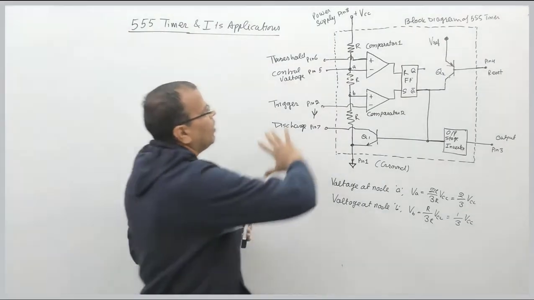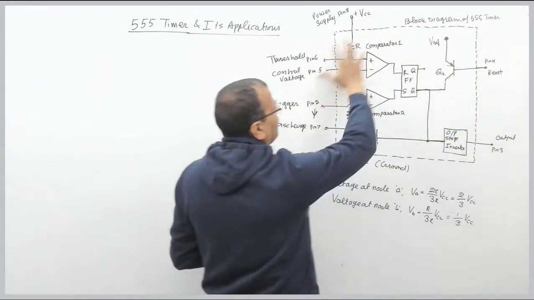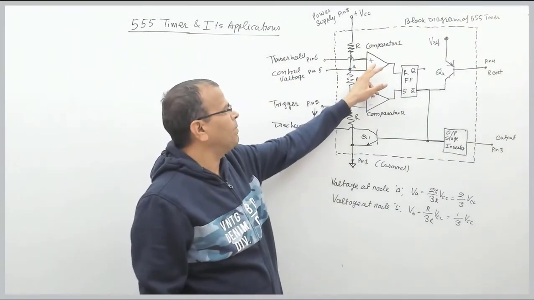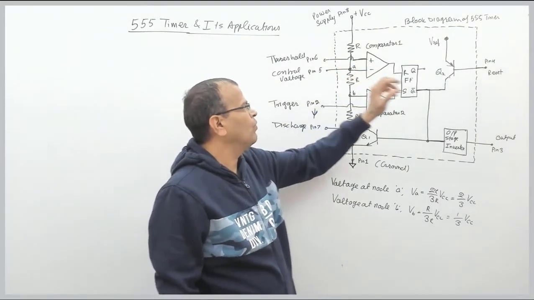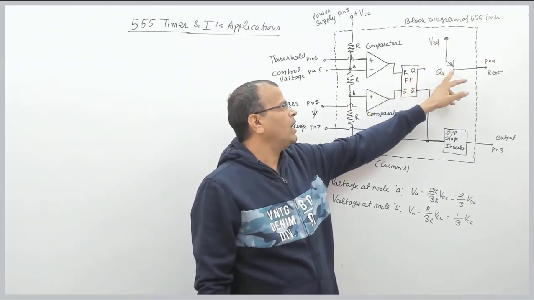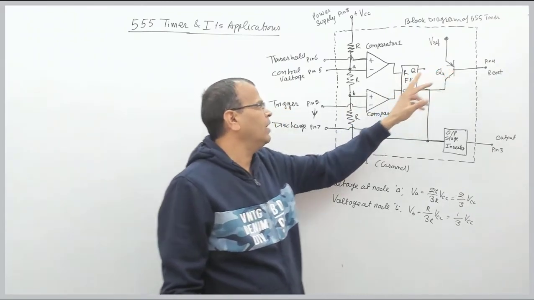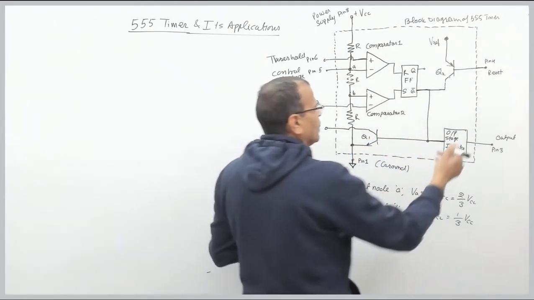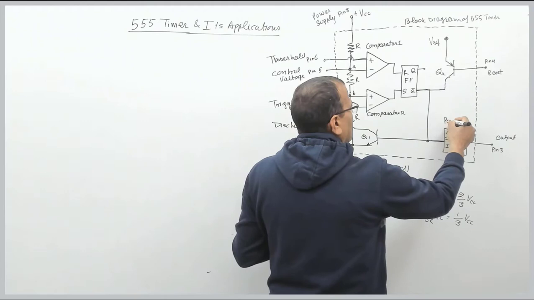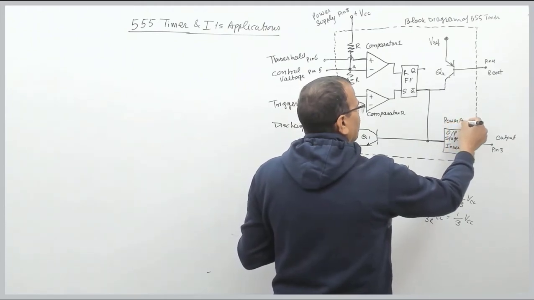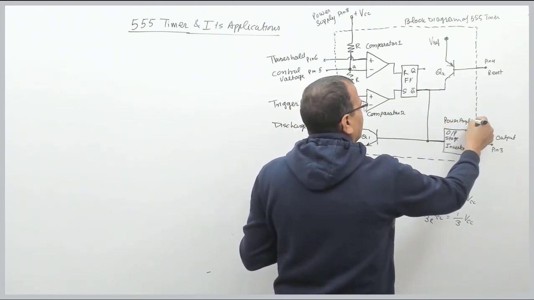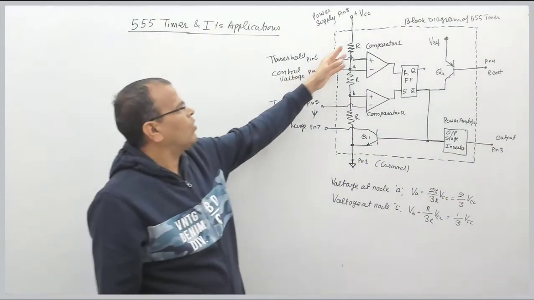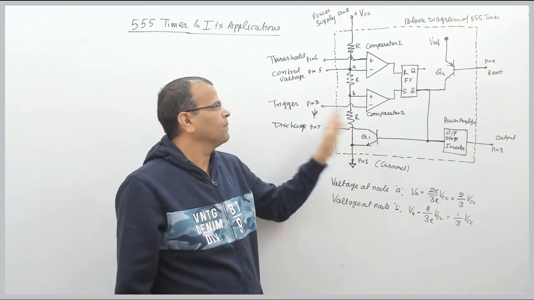This is the block diagram of a 555 timer, where we have two comparators, comparator 1 and comparator 2. We have a flip-flop, we have a PNP transistor, we have one NPN transistor, we have an output stage inverter. This is basically a power amplifier. It amplifies the level of the signal, right? It is a power amplifier, and we have a combination of 3 resistances connected here.